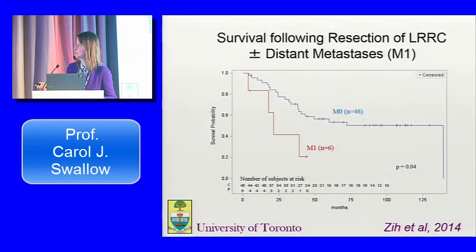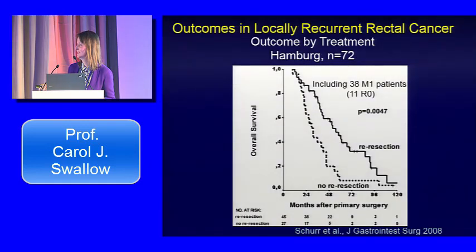These six patients that we did in our series had M1 disease. They were all thought to have resectable M1 disease at the time we did their local recurrence, but only one of them ever came to resection of that distant metastasis. So I would say our experience was negative with this. But there are other groups, such as in Hamburg, where they have respectable long-term survival in those who have a resection of their local disease and their distant metastatic disease at one go.